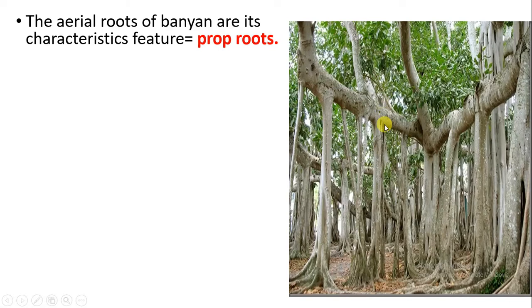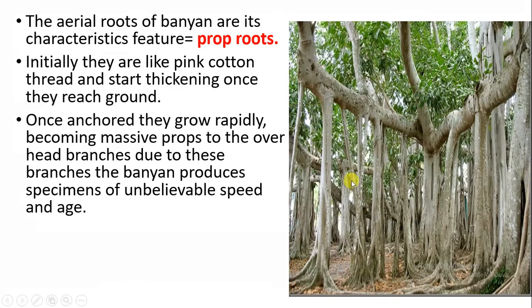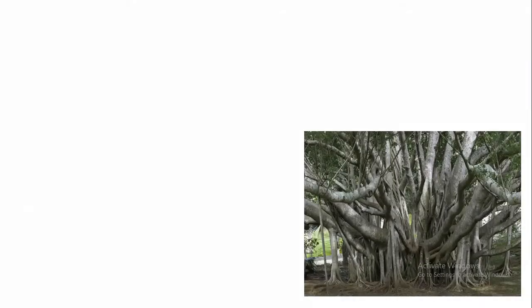The aerial roots of the banyan tree are called prop roots, which is a characteristic feature of them. Initially these roots are pink and cotton-thread like, and later they become thick. Once anchored, they grow rapidly and become massive props to the overhead branches. Due to these, the banyan produces specimens of unbelievable size and age. Such a great banyan tree in the Botanical Garden of Kolkata is roughly 235 years old.